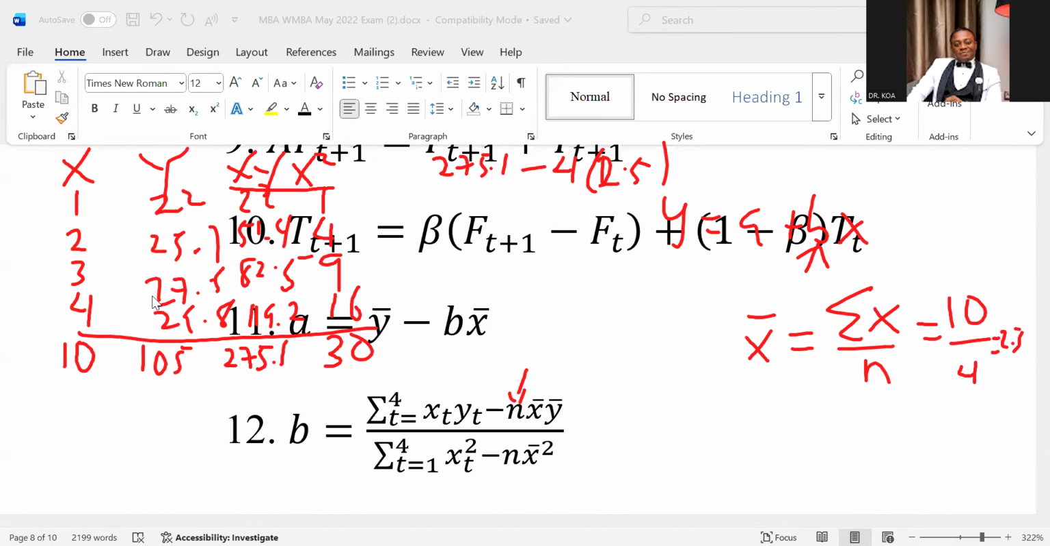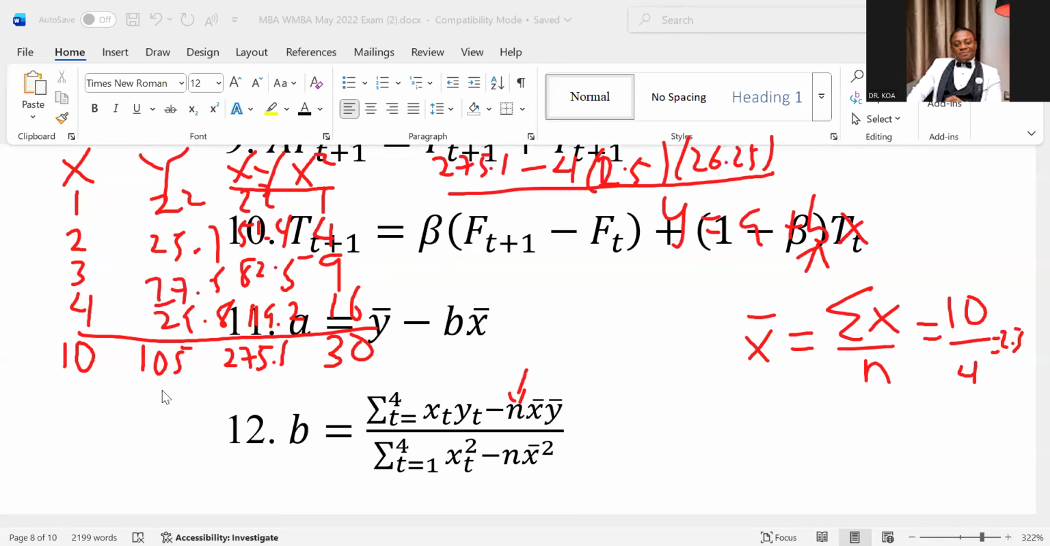Then that is a 4 multiplied by the x bar, which is 2.5, as we calculated. Multiplied by y bar. Y bar, as you can see here, is 105 divided by 4. So you also substitute that. 105 divided by 4. What do you get? 26.25. So you substitute that into bracket. That's the numerator. You divide that by the denominator.